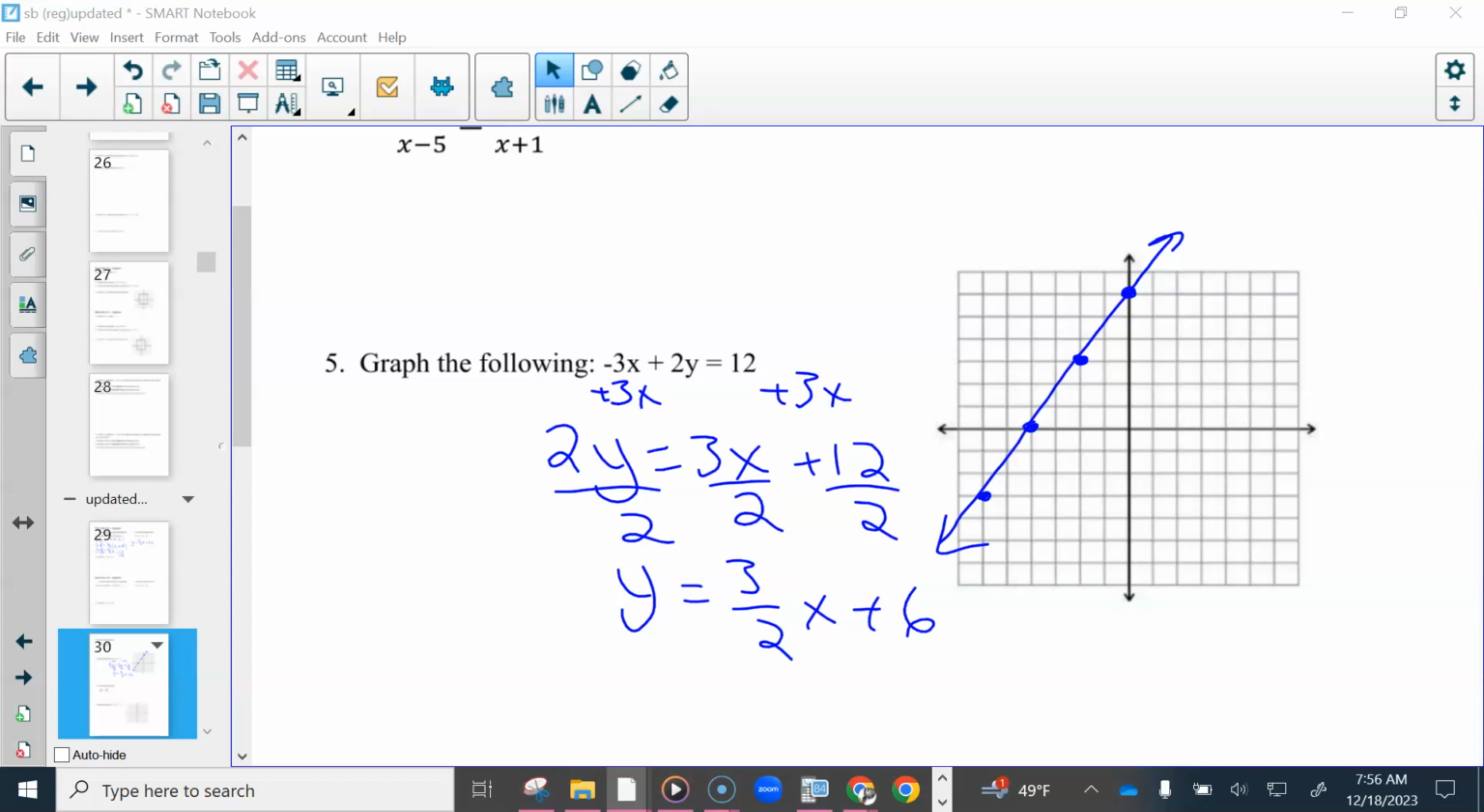Right, so vocab. A direct variation is a specific relationship in which there is a constant ratio between all ordered pairs. Direct variation equations are written in the form y equals kx.